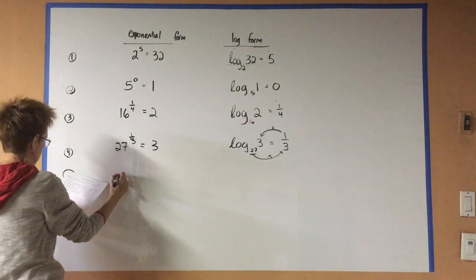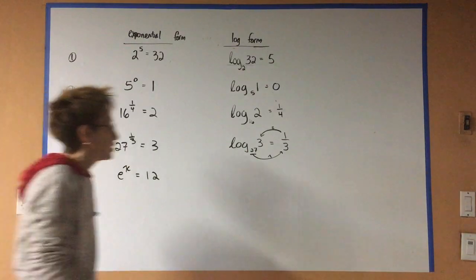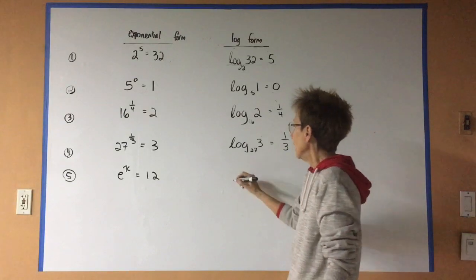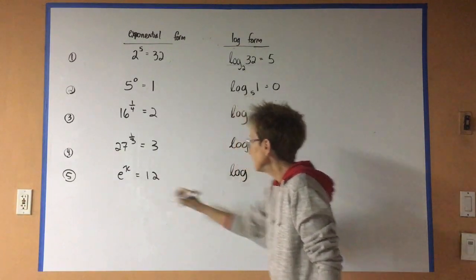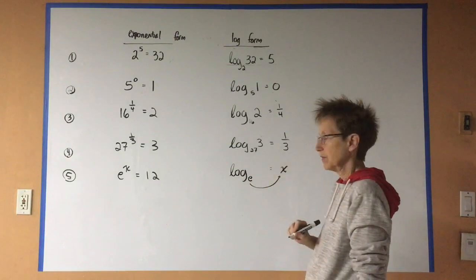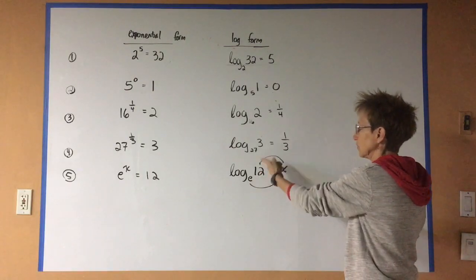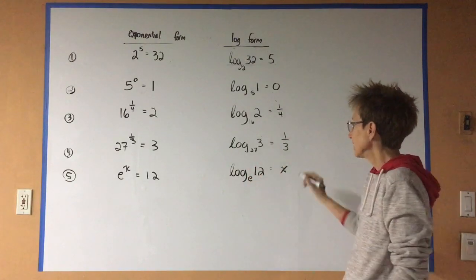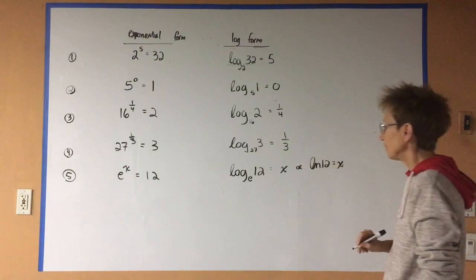Number 5 is exponential form, and it says e to the x equals 12. So written in log form, I'm going to have a log. I'm going to leave space for a base and an argument. So the base is e, and it's e to the power of x, so the x is coming over here, has to equal 12, so the 12 is the argument. E to the x equals 12. So what's the shortcut way of writing this? Log base e is just ln, so ln of 12 equals x is what that says.